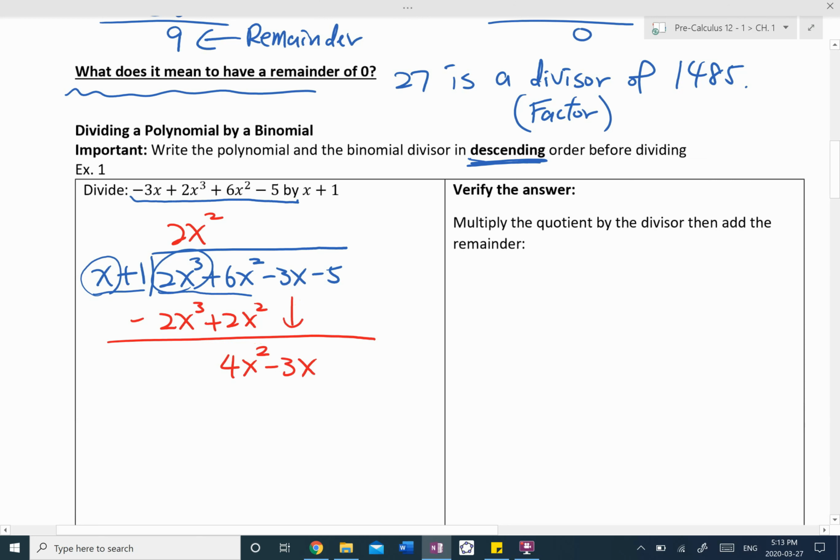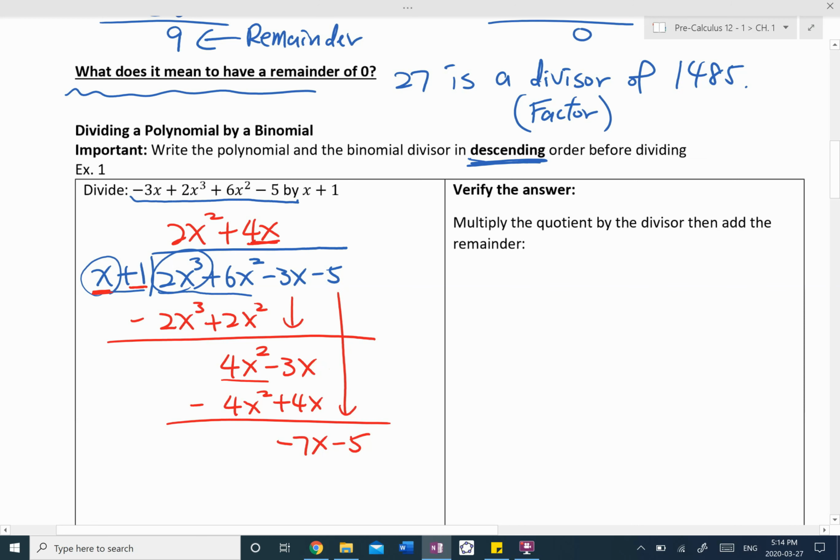And you continue. What do we need to multiply to x so we can get 4x squared? We need to multiply by positive 4x. So plus 4x. We have x times 4x, which is 4x squared. We have the plus 1 times 4x, which is plus 4x. Now you subtract again. That's 4x squared minus 4x squared, which is 0. We have negative 3x minus positive 4x, which is negative 7x. You bring down the next term, which is negative 5.